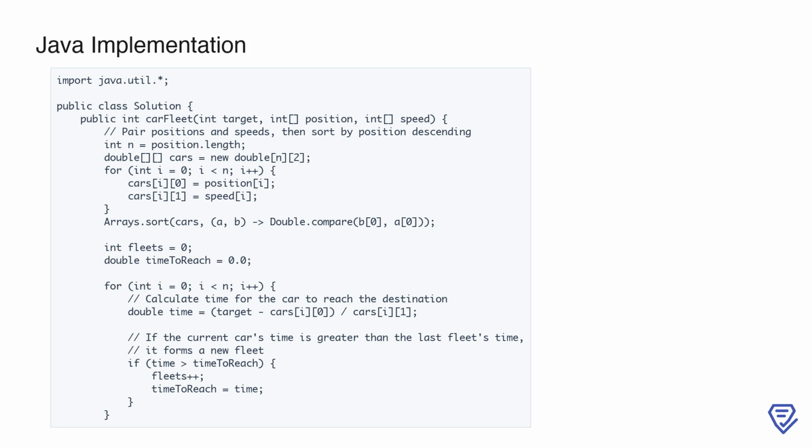Once sorted, two variables are initialized: fleets, which will track the total number of car fleets, and time to reach, which keeps track of the time it takes for the last fleet to reach the destination. We then iterate over the sorted array to calculate the time each car takes to reach the target. This is done using the formula (target - cars[i][0]) / cars[i][1], which divides the remaining distance by the car's speed. If the calculated time for the current car is greater than the time to reach of the last fleet, it means this car cannot catch up to the previous fleet and forms a new fleet. In that case, we increment the fleets counter and update the time to reach variable to the current car's time.